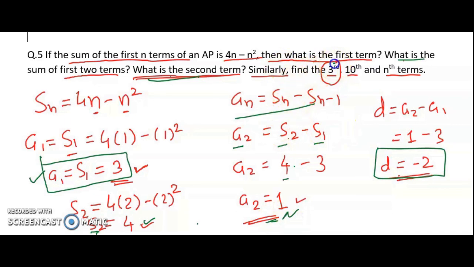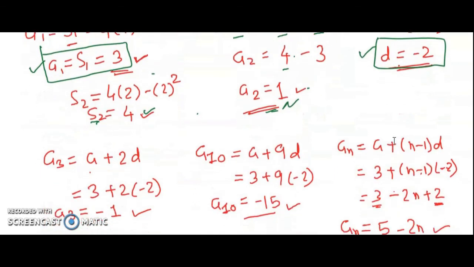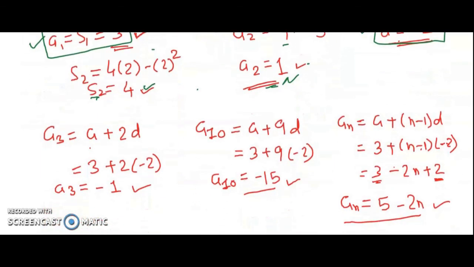Then we have to find the third term, 10th term and nth term. To find these terms, first of all we have to find the common difference. The common difference d equal to a2 minus a1. So a2 is 1 and a1 is 3. And then we put in the formulas. The formula for the third term will be a plus 2d, which we already know. The formula for the 10th term will be a plus 9d. And the formula for the nth term will be a plus n minus 1 times d. So this is how we solve this question.